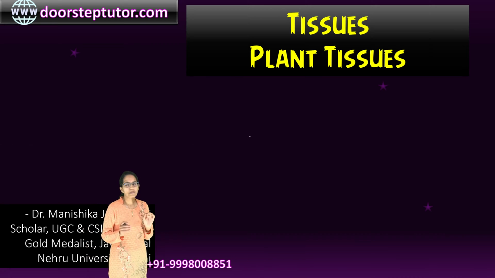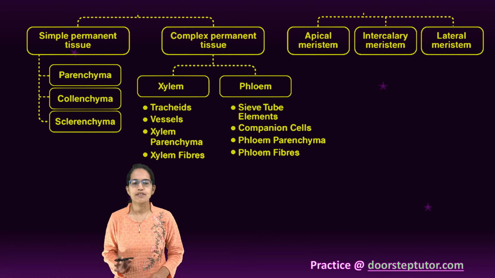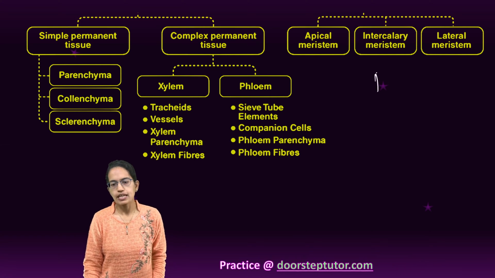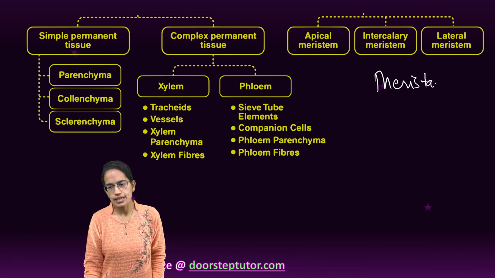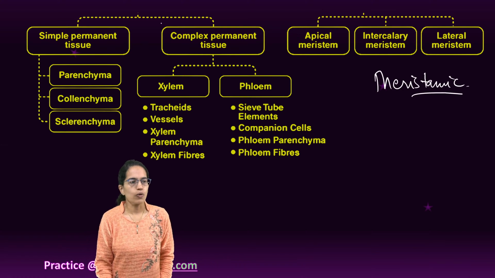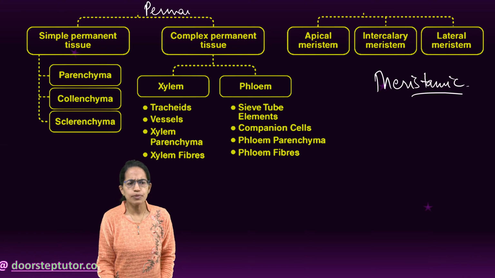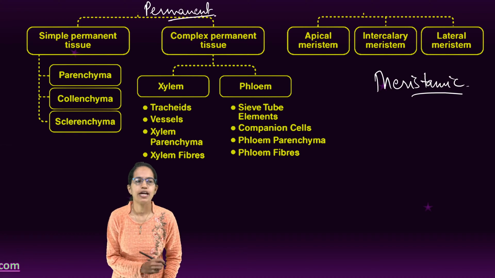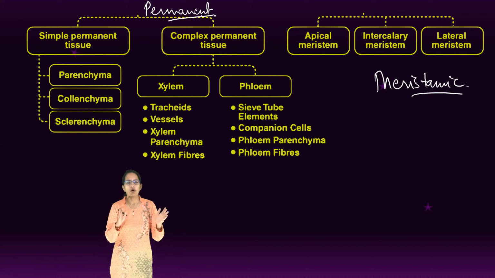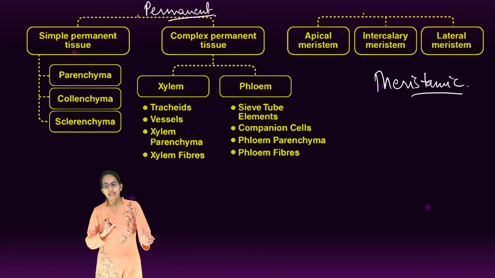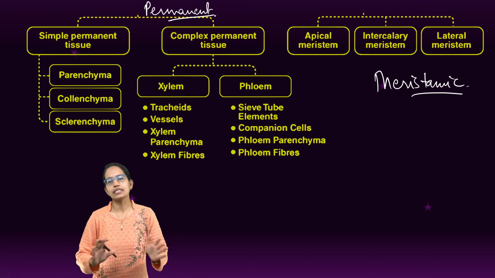Plant tissues. Now, plant tissues can be simply classified into two categories. The first is meristematic tissues and the second are called as permanent tissues. Permanent tissues can further be classified as simple permanent and complex permanent tissues. In the first round, we would understand meristematic tissues.